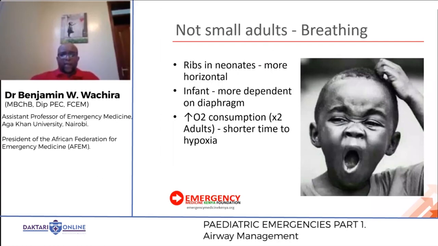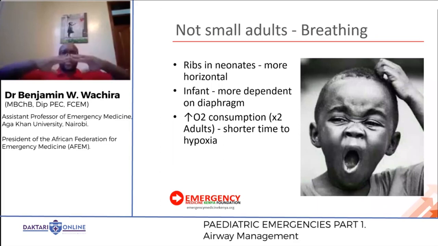So other things, again, you look at is the breathing perspective of the child. The thing about the ribs in neonates and young kids is they're more horizontal. Adult ribs are more dome-shaped, so that when you breathe in, the ribs expand outwards and the diaphragm flattens, and that creates that negative pressure that allows you to breathe in.